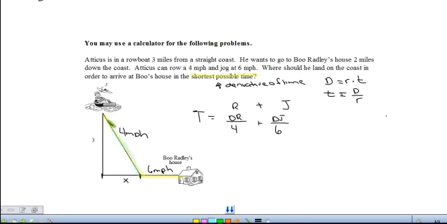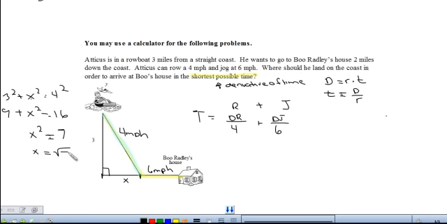So I need to be able to write that in terms of one variable. So I'm going to be using x. So I can use the Pythagorean theorem since this is a right triangle. So I'm going to have 3 squared plus x squared is equal to 4 squared. So 9 plus x squared is equal to 16. So x squared is equal to 7. So x equals the square root of 7.